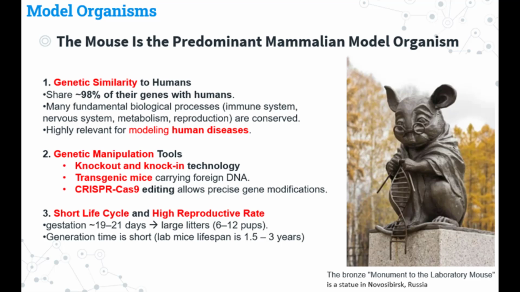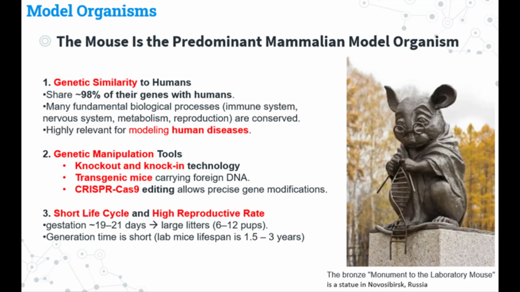Wow. Then you have transgenic mice carrying foreign DNA, and of course, the incredibly precise CRISPR-Cas9 gene editing. So you can make very specific changes. Exactly. These tools allow scientists to precisely mimic human genetic conditions, creating models for diseases that directly mirror what we see in patients. This level of precision is, well, pretty much unmatched in other vertebrates used commonly in the lab.